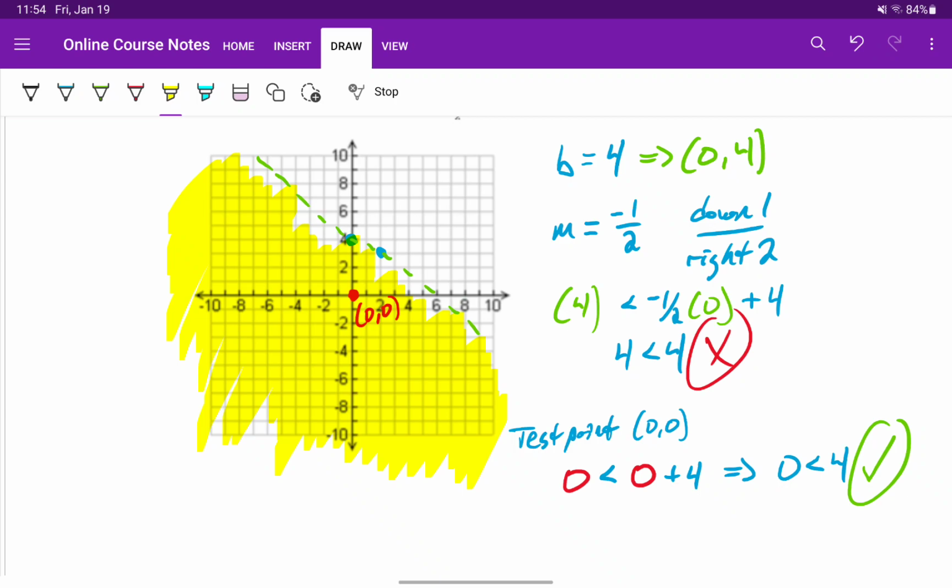You could also check this by choosing any point above this boundary line, say (0, 8), plug that into the inequality, and you would see that it doesn't make it true. That's not a solution to this given inequality statement.